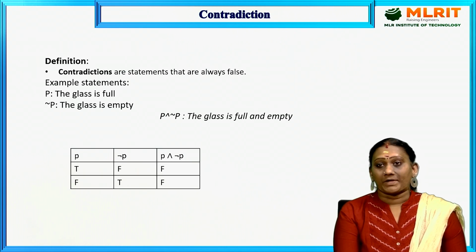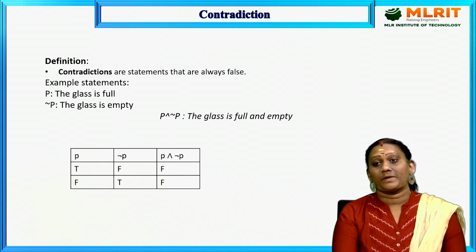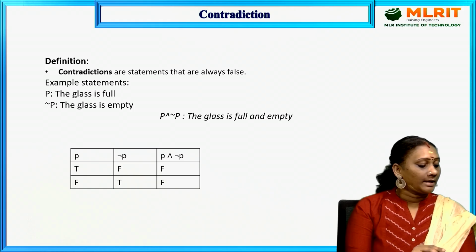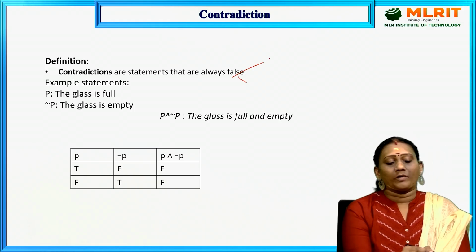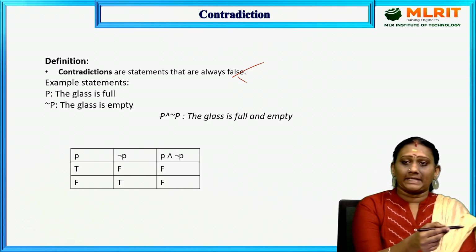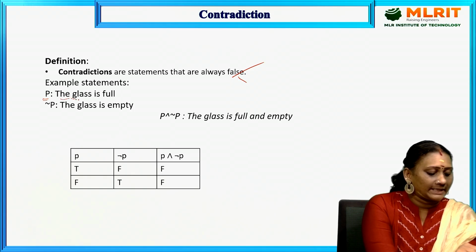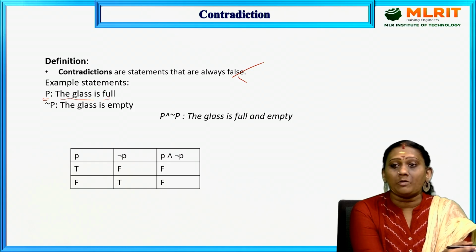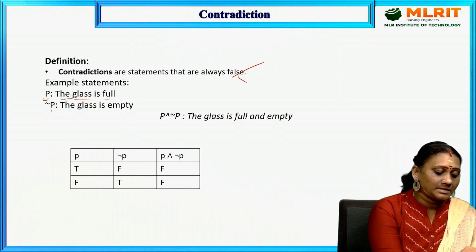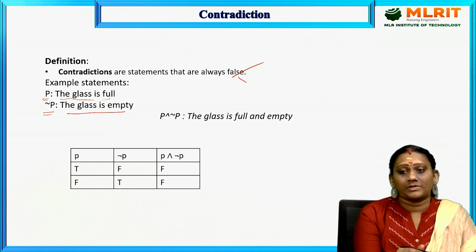Next, contradiction. I already told that whatever combination of inputs we give, we are going to get only false. That is nothing but a contradiction. Contradictions are the statements which are always false on every combination of logical statements. Here I am taking the same scenario but with a different sentence. My P statement here is: the glass is full. Negation P will be: the glass is empty. That is what negation P looks like.